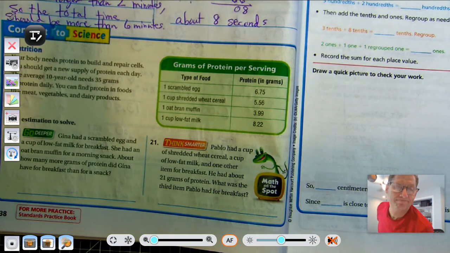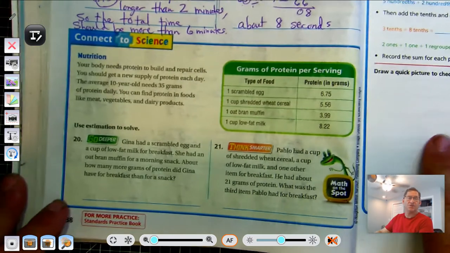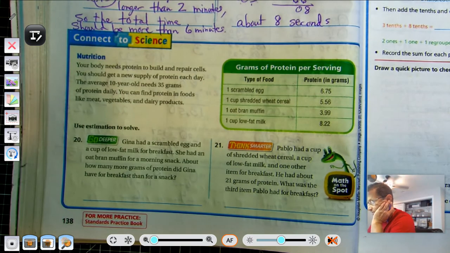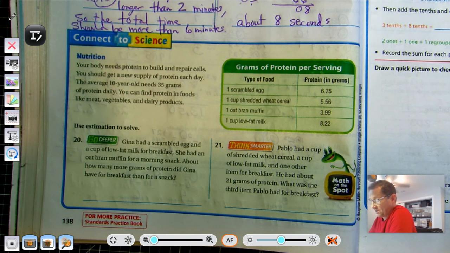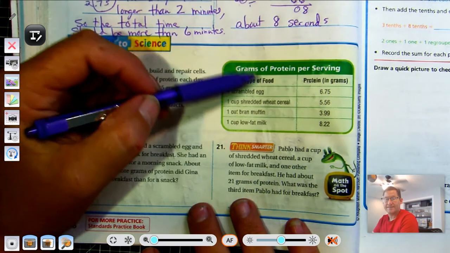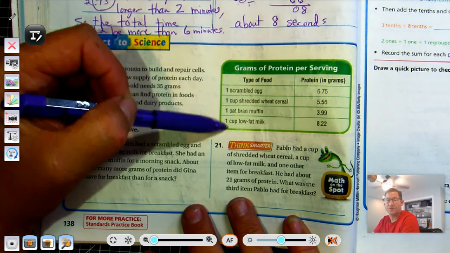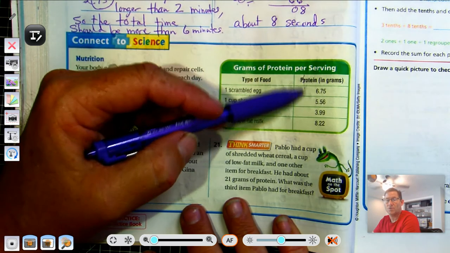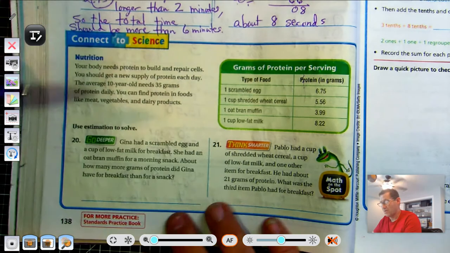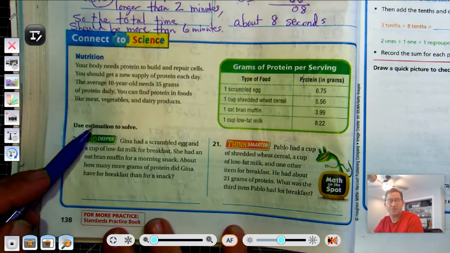All right, 20. Nutrition. Your body needs protein to build and repair cells. You should get a new supply of protein each day. The average 10-year-old needs 35 grams of protein daily. You can find protein in foods like meat, vegetables, and dairy products. And so here in the table, we have 4 different types of food and the amount of protein in grams. All right, so use estimation to solve.